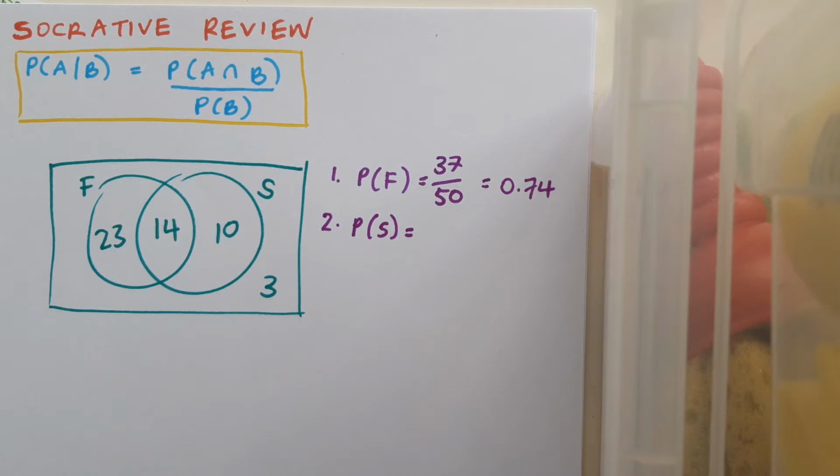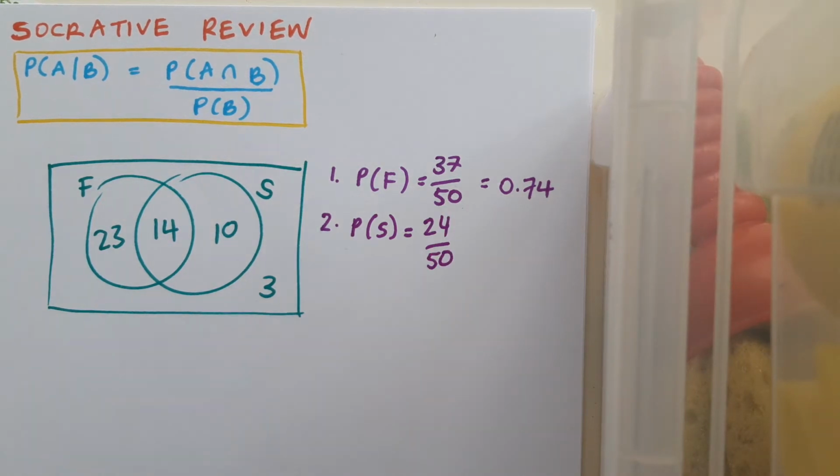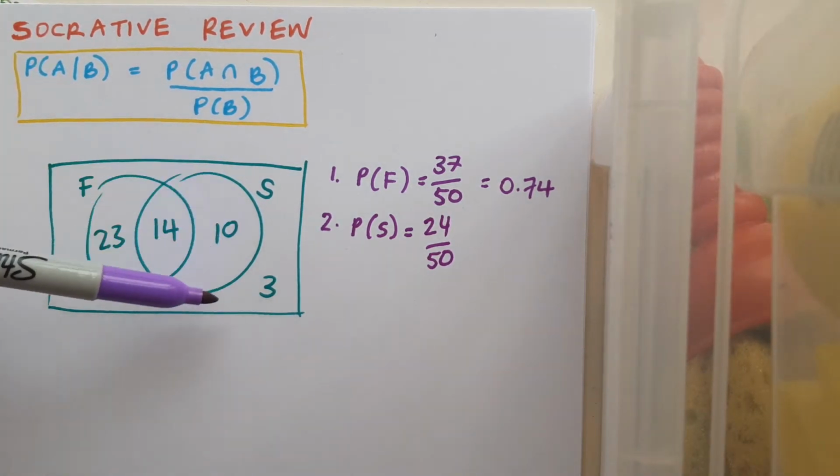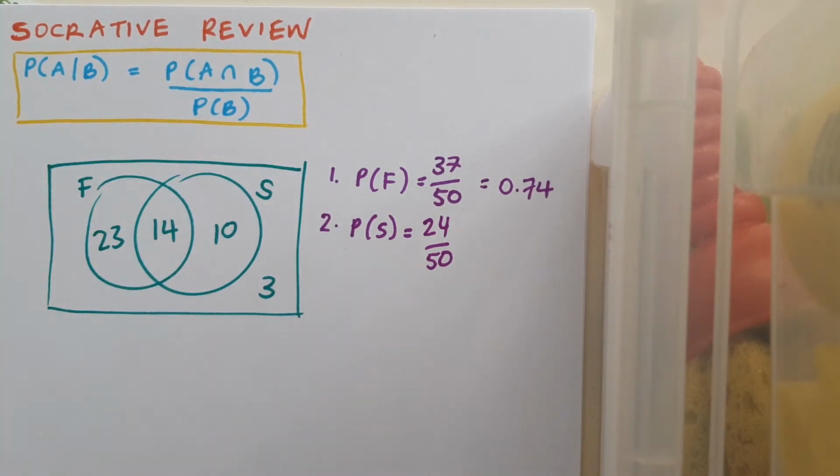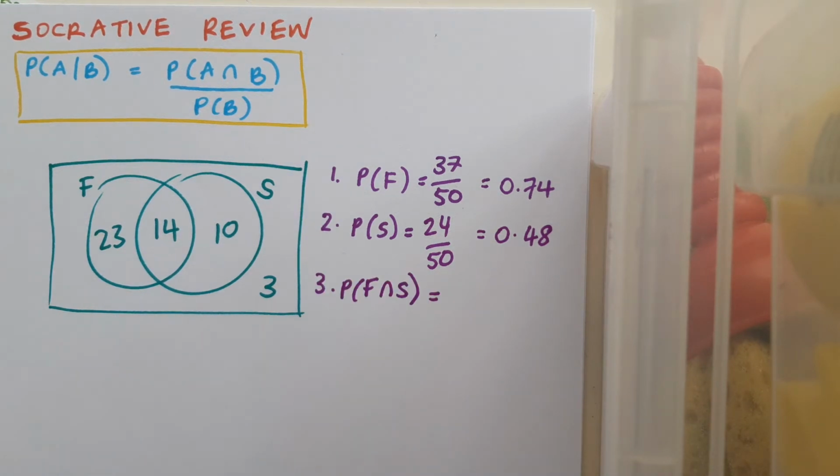Question 2 is an easy one again. Probability of S is 24 over 50, because the total of the S set is 24, and 50 is the total of the entire universal set. This can also be written as 0.48. Question 3 is to find the probability of F intersection S. Of course, the intersection is this region here in the centre. So it's going to be 14 over 50 or 0.28.